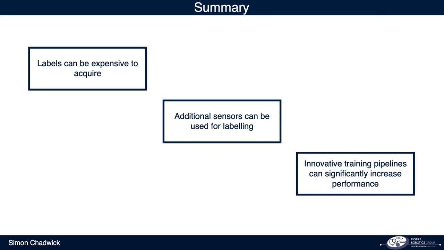In summary, we have presented a method for training a vehicle detector with minimal labelling effort. We use additional sensing modalities during data collection to provide the labels. By using an innovative training pipeline, our final performance is considerably higher than would otherwise be the case.